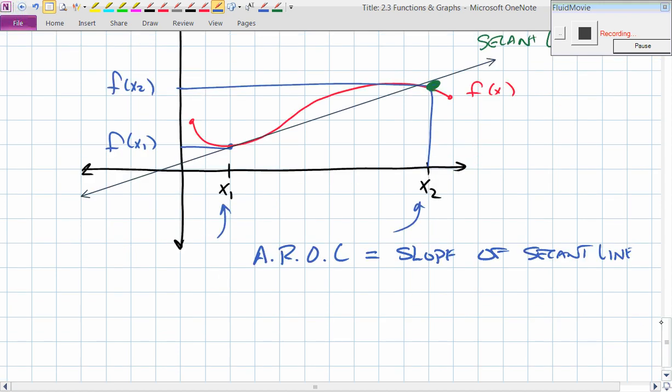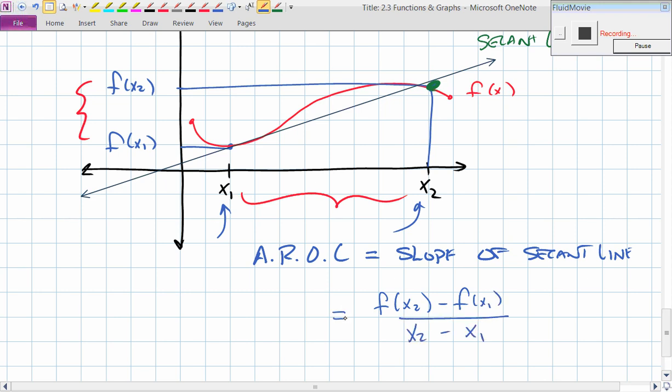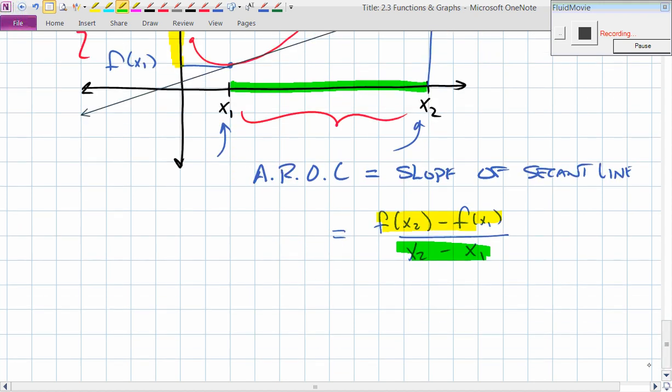Now, if you want to get fancy with it, which is what we're going to do, remember, the slope formula is just the change in y divided by the change in x, right? So the fancy way of saying this is f of x2 minus f of x1 all over x2 minus x1. So let me explain that. Here is the change in y, f of x2 minus f of x1. That's your numerator. Here is your change in x, x2 minus x1. That's your denominator. So all we're doing is finding the slope of a secant line between these 2 points, and we're calling that the average rate of change.